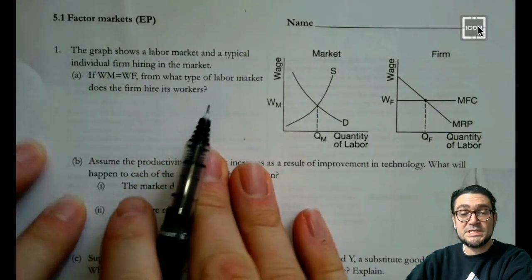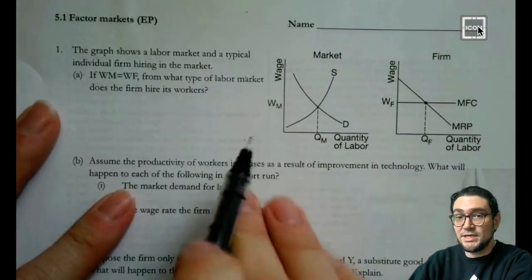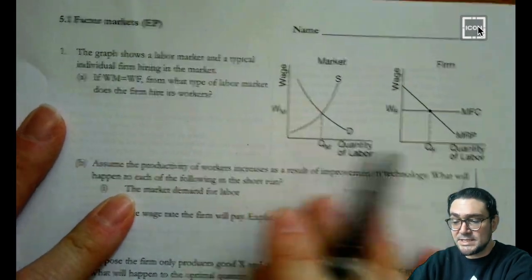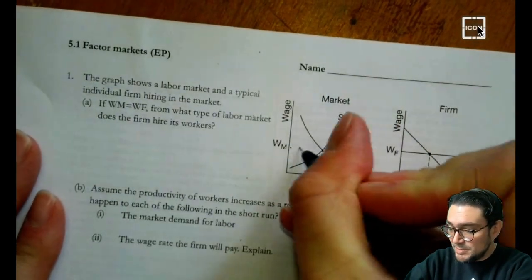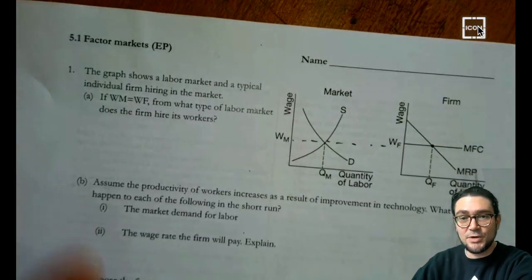Okay, so the first part says the graph shows a labor market and a typical individual firm hiring in this market. So it's kind of nice. They've given us the graph. We don't have to draw all of this WFC, MRP stuff. They probably should have connected all of that, but we're going to let that go.